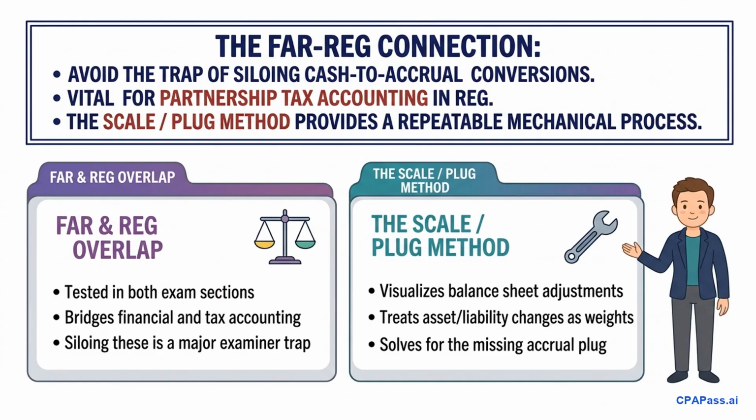Think of a balanced scale. On one side, you have your cash transactions. On the other, your accrual balances. Any change in your assets or liabilities acts as a weight that tilts the scale. To balance it, you must plug the difference to adjust your revenue or expenses. Let's look at how this works with actual numbers.